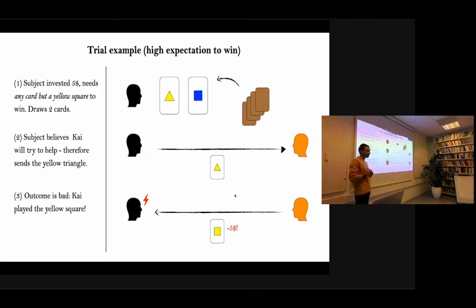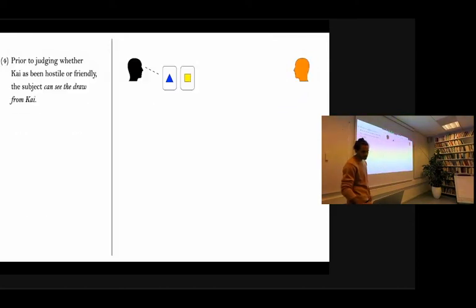After that, we tell them, look, but this is what Kai had. This is the hand that Kai drew. So can you understand why they did what they did? In this case, this is the hand that Kai drew from the cards. They had a blue triangle and a yellow square. And remember that the hint card was a yellow triangle, if I remember correctly.